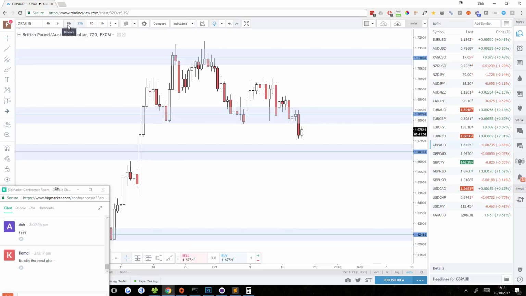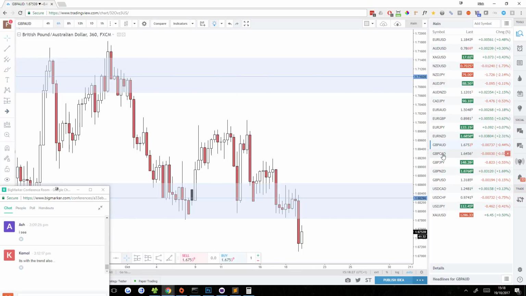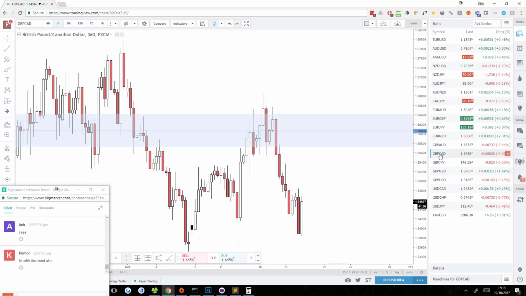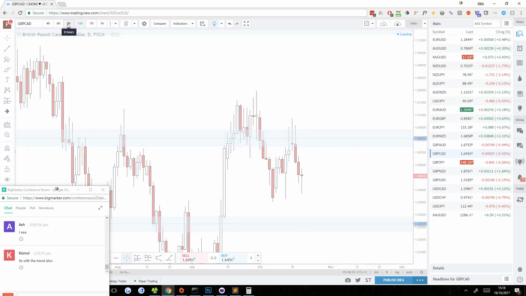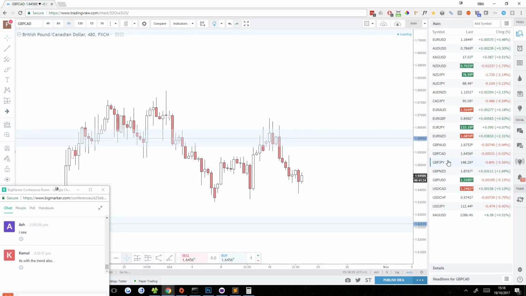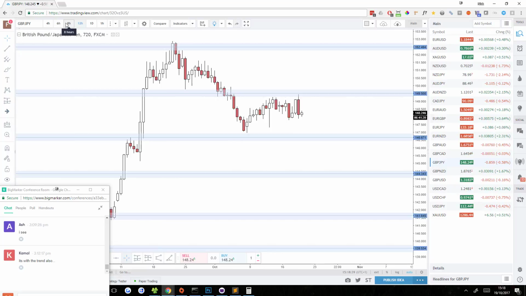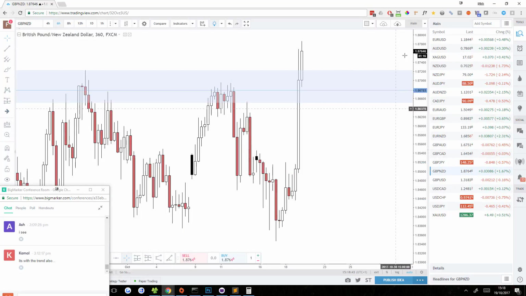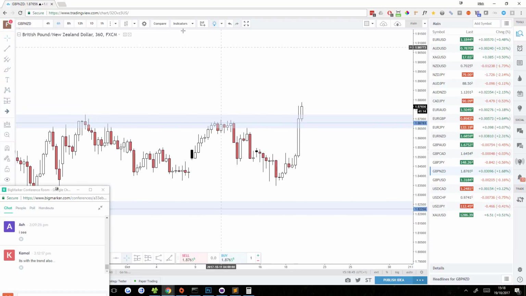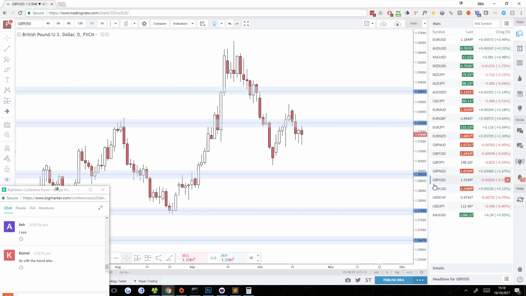All right, GBP USD. GBP AUD rather, nothing much going on there. GBP CAD, yeah, nothing much there. GBP JPY, it's hit up against resistance, but it's already pulling back, so not really an opportunity there. GBP New Zealand has pushed up, much like all the New Zealand pairs, so there's not really much trade opportunity there for me.